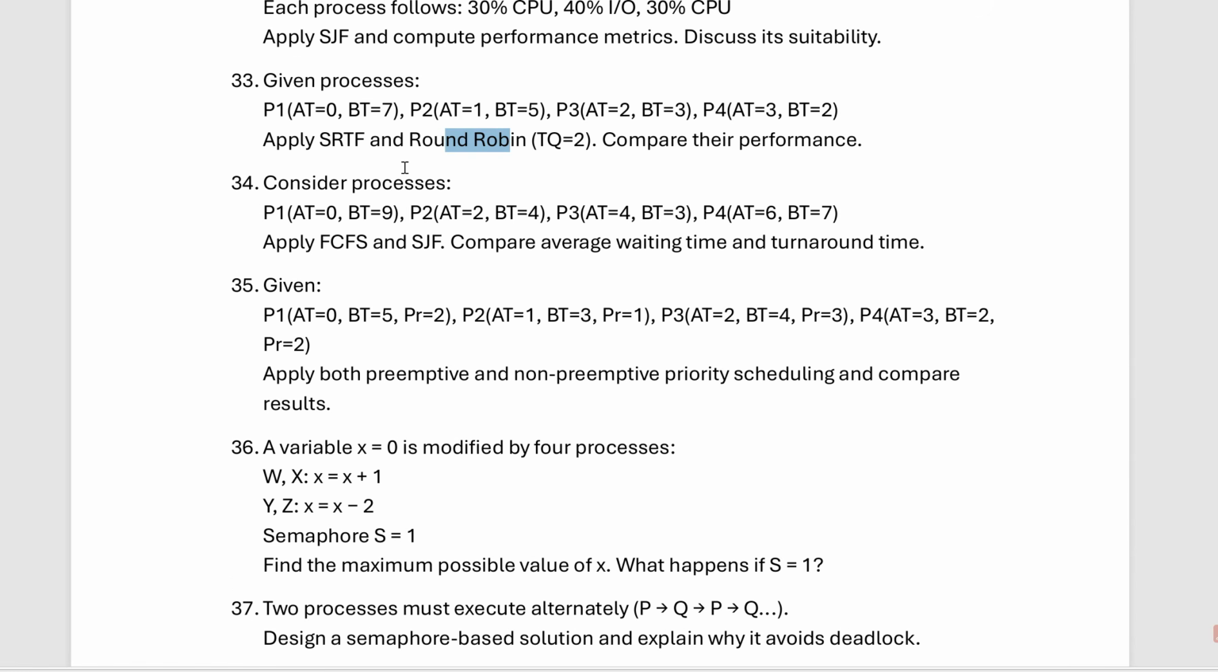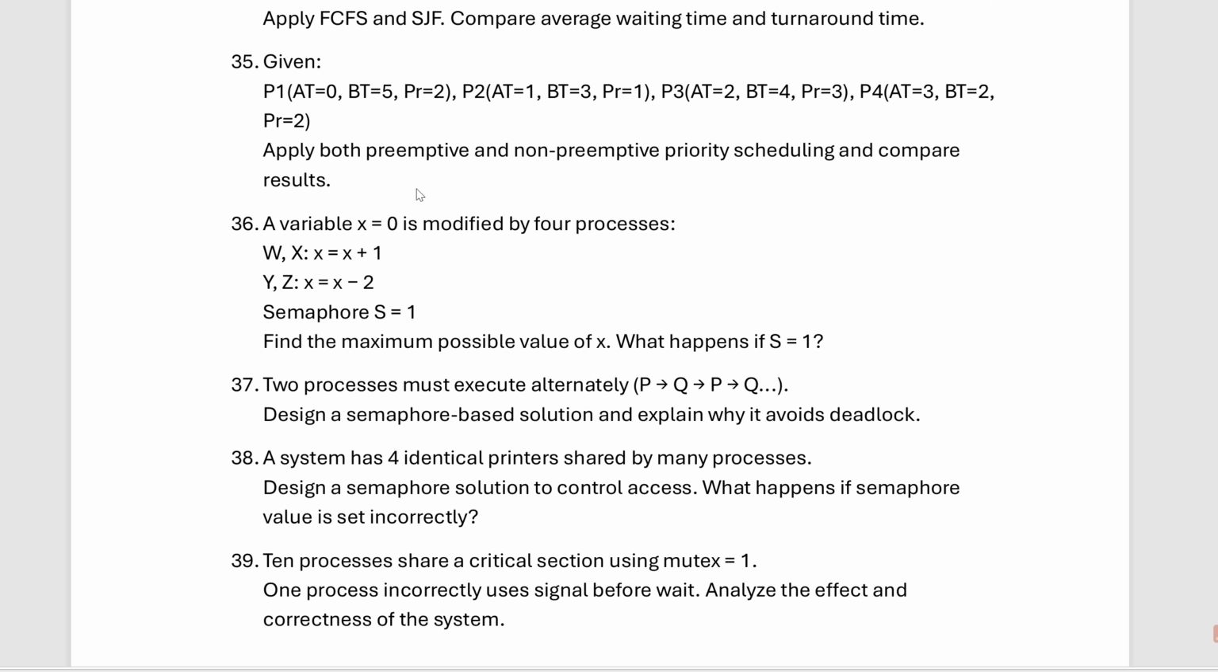Right. Then question number 34, we have to use first come first served and shortest job first, which is non-preemptive. Again, we have solved such type of problems earlier. Then question number 35. In this case, we have to apply priority scheduling.